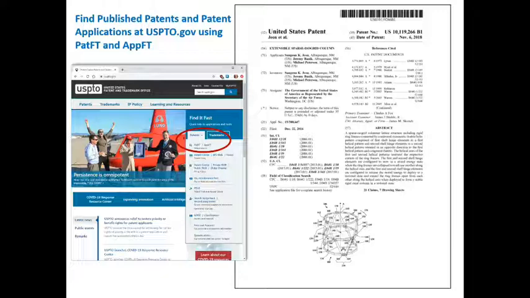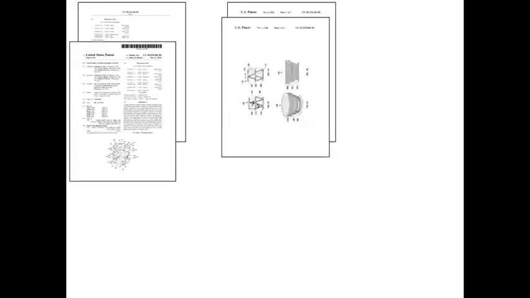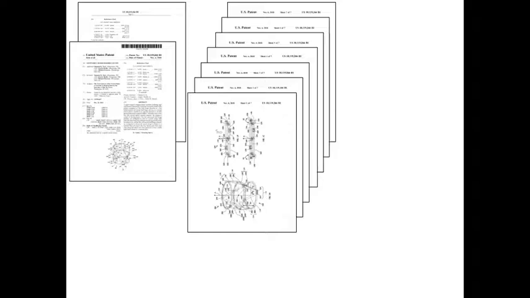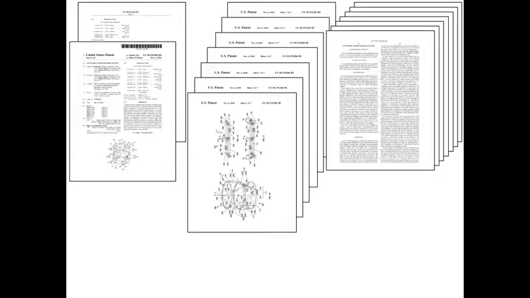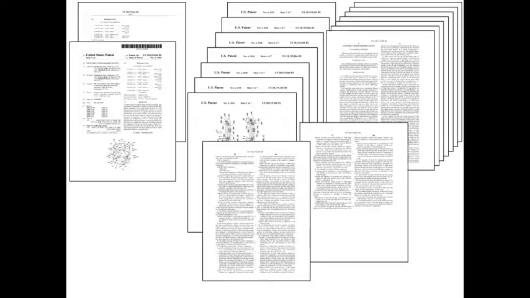Now the parts of this patent can be divided up into the front page, the drawings, the written description, a set of claims, and that's it. Just those 4 parts. We're going to look at each one of these parts and discuss their purpose and how they function.